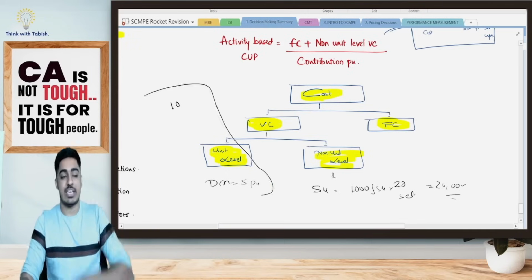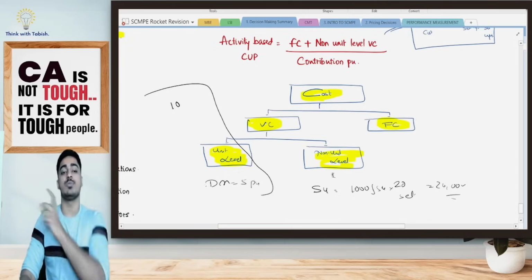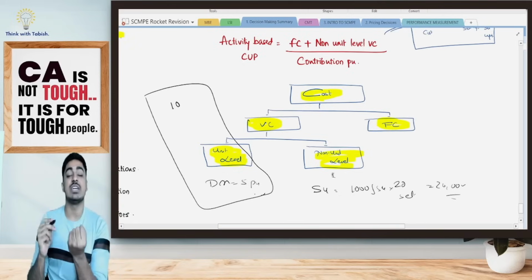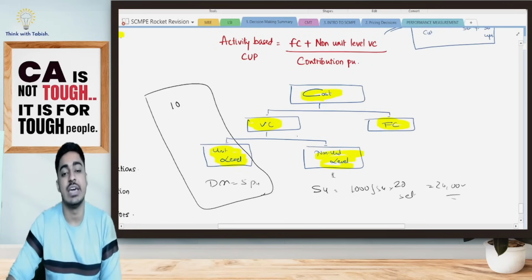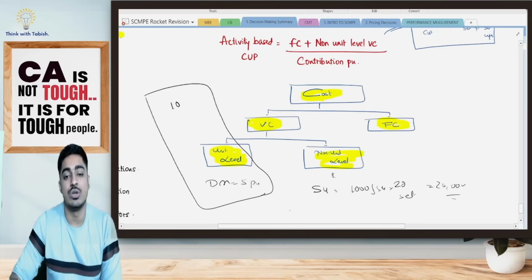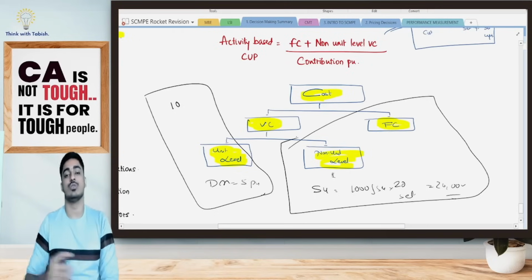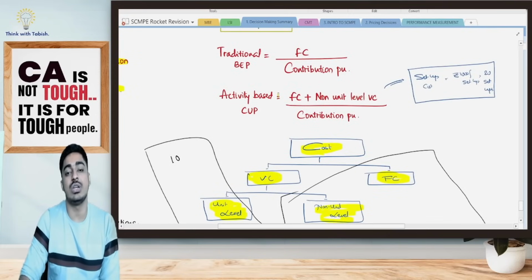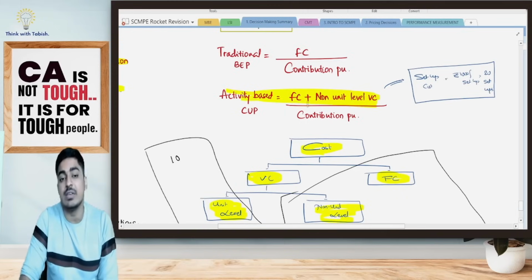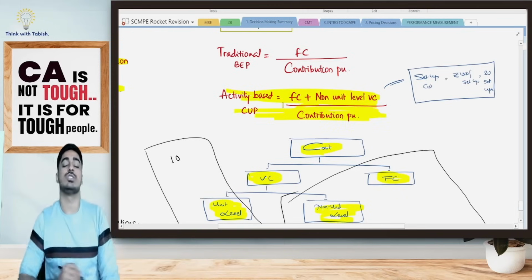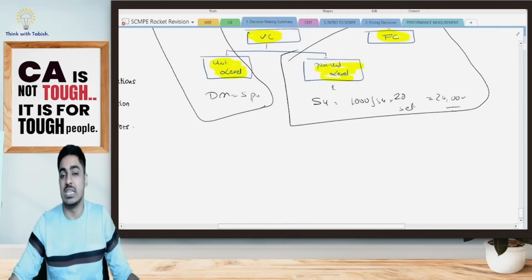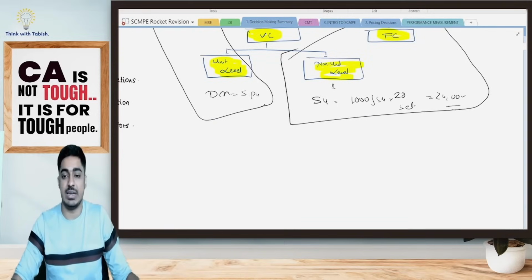I've sold 1 unit, 10 rupees I've got, 5 rupees I've paid, 5 rupees net contribution I've got. With this 5 rupees net contribution, what all should I absorb? I should be absorbing my fixed cost also, non-unit level variable cost also. So how many units should I be selling? It is my fixed cost plus non-unit level variable cost divided by the contribution I'm getting per unit when selling 1 unit. Yes, this is my activity based CVP analysis. With this, we've finished the chapter decision making, my dear students.